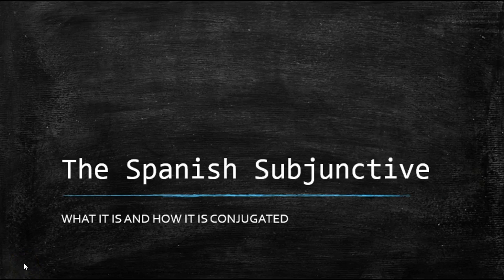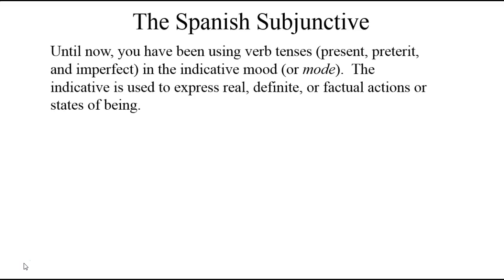Today I want to talk about the Spanish subjunctive, and we're going to see in this presentation what it is and how it is conjugated. Until now you have been using verb tenses like present, preterite, imperfect, in the indicative mood or mode. The indicative is used to express real, definite, or factual actions or states of being.